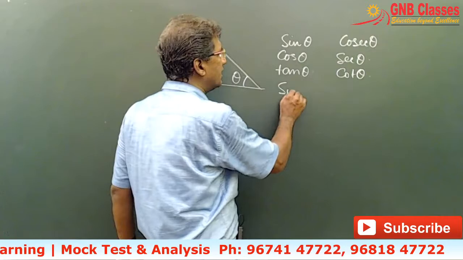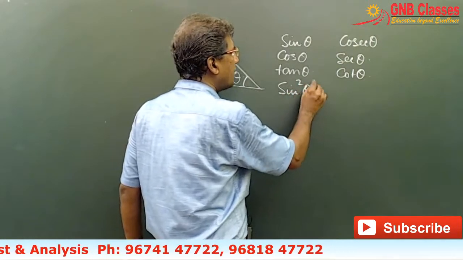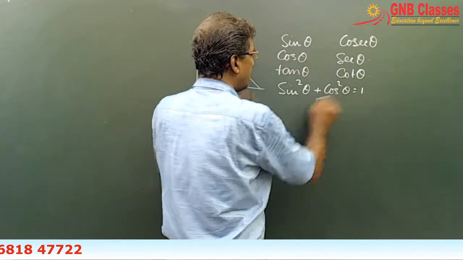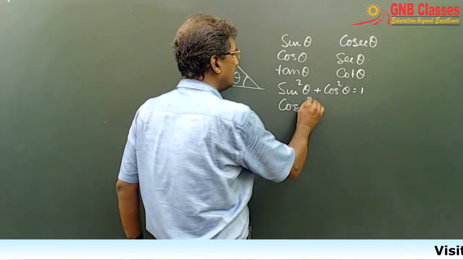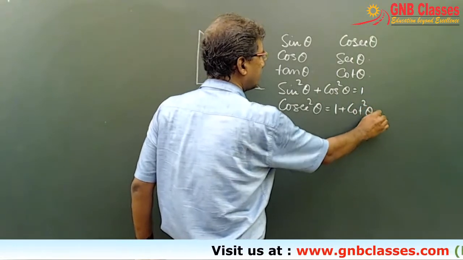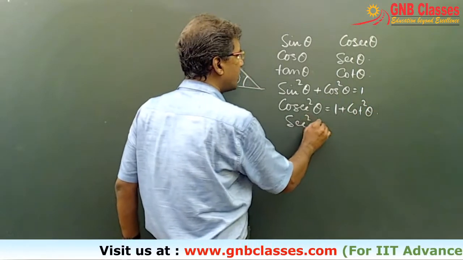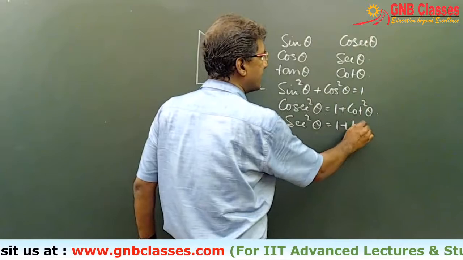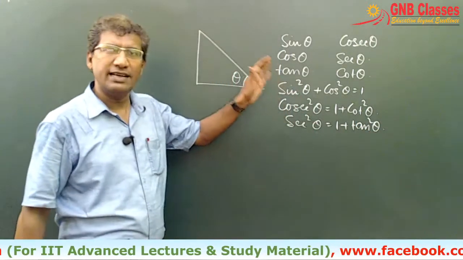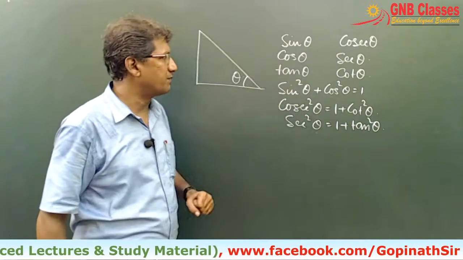Moreover, we have learned 3 formulae like sine square theta plus cos square theta is 1. Cosec square theta is 1 plus cot square theta. And sec square theta equals 1 plus tan square theta. This much we have learned in class 10 standard.